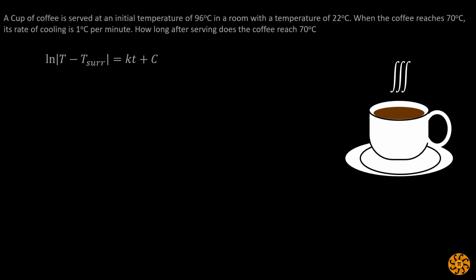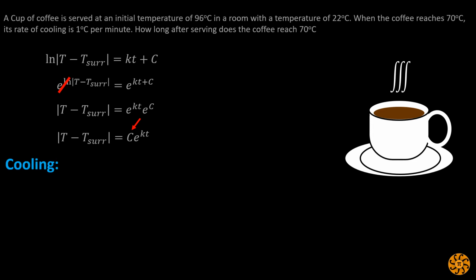Taking this result, we can exponentiate each side so that the natural log cancels. Using properties of exponents, we can convert the right side of the equation to a product. e to the c is still a constant, so we can rewrite it as c. Due to the absolute value in the problem, we have two cases. The first case is cooling. This is the case that we will need to solve this problem.